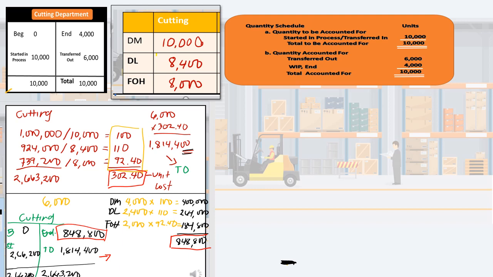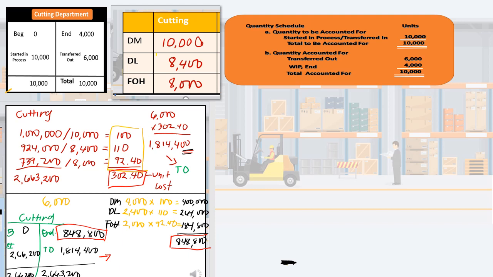So, yung quantity to be accounted for, ito po yung nasa left side ng ating T account ng work in process in units. Wherein, kung babalikan natin yung T account, meron tayong beginning na 0, tapos started in process na 10,000 units. So, sa case natin, ang quantity to be accounted for is equivalent to 10,000 units. Kasi wala naman tayong beginning balance.